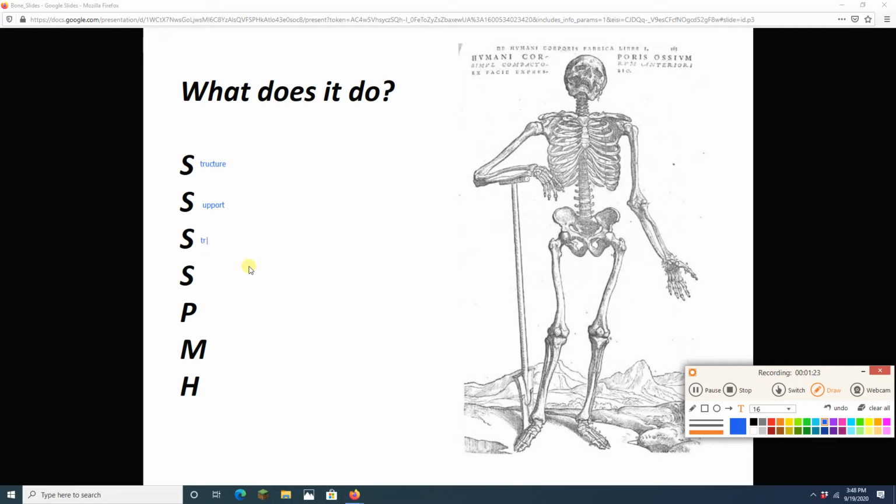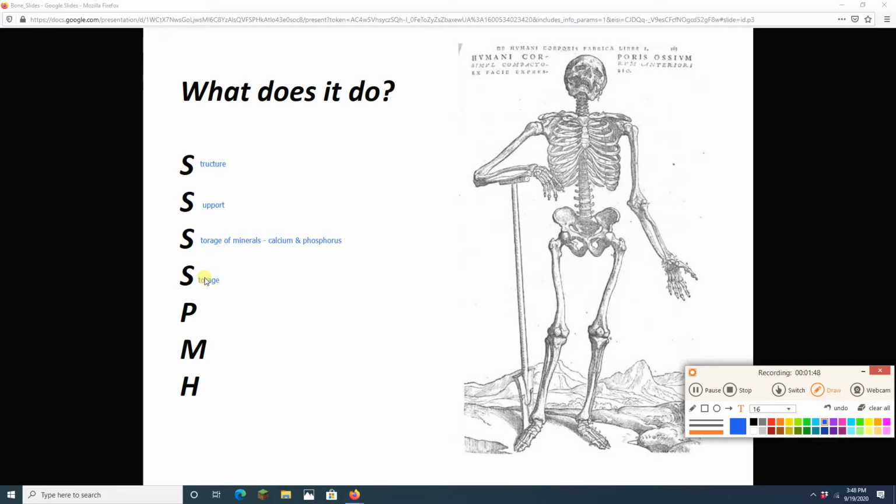If I can get this thing to type for me. There we go. It's going to do some storage. One thing we're going to store is minerals. And when I'm talking about minerals, what I'm really talking about here are calcium, of course, and phosphorus, 2 essential minerals.